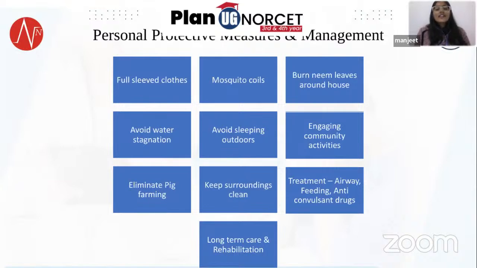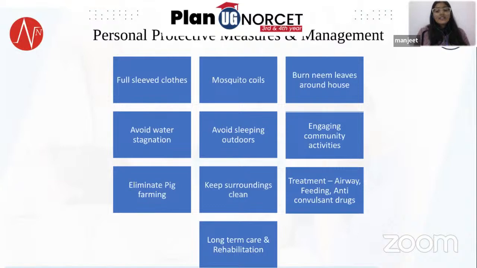Next is engaging community activities. We will promote it among people. Eliminate pig farming. Very nice. A very peculiar thing about pig farming, because pig is a reservoir for Japanese encephalitis. Next is keep surroundings clean.